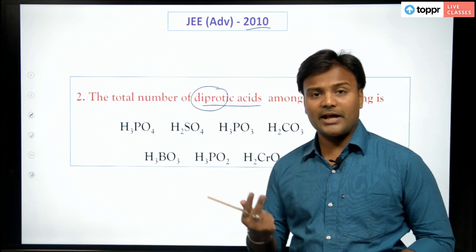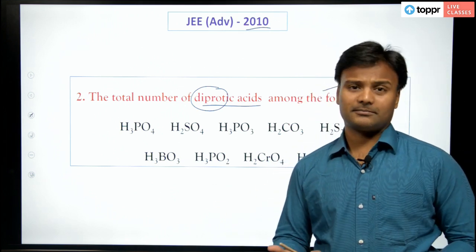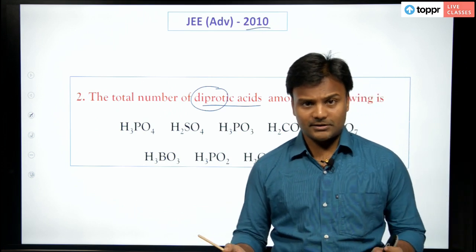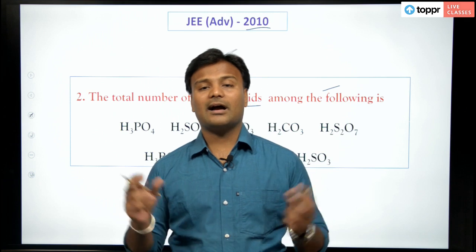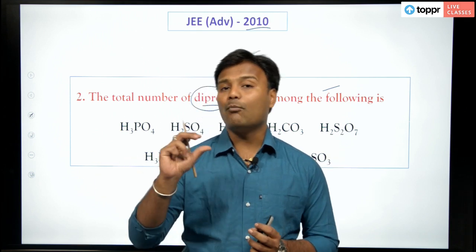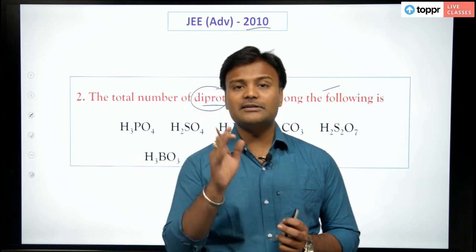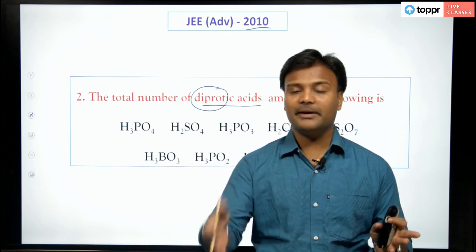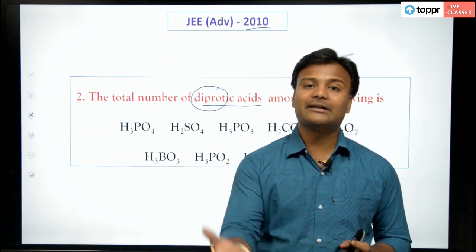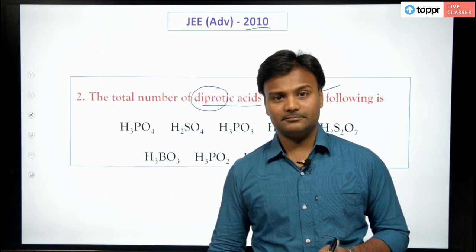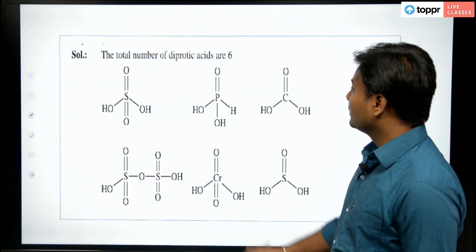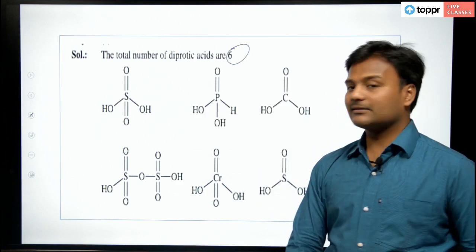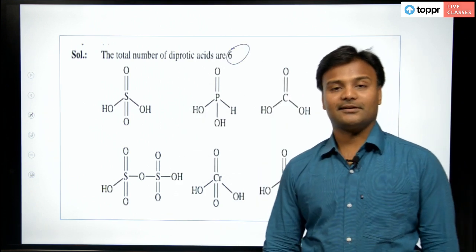Diprotic acids means you should have 2 dissociable protons. By looking at the structures, you should be able to identify which protons are attached to the most electronegative element and which are feasible. That means the bond between those two elements should be very weak so that the proton is released into the solution. Okay. So, here I will show you: 6 diprotic acids are there.